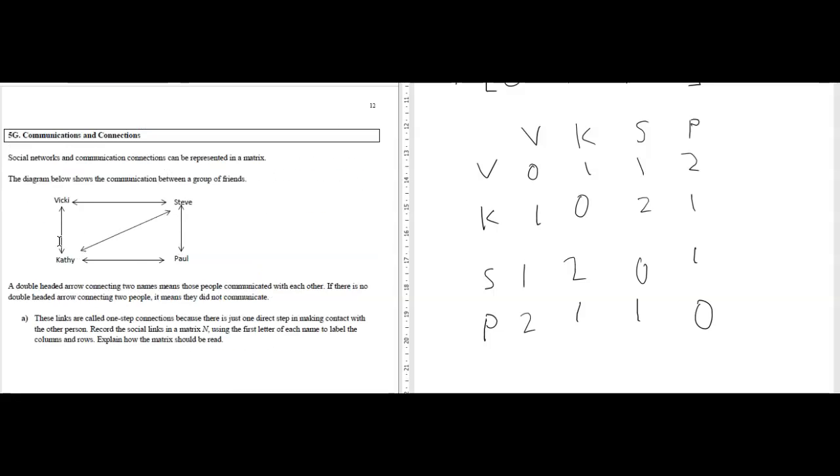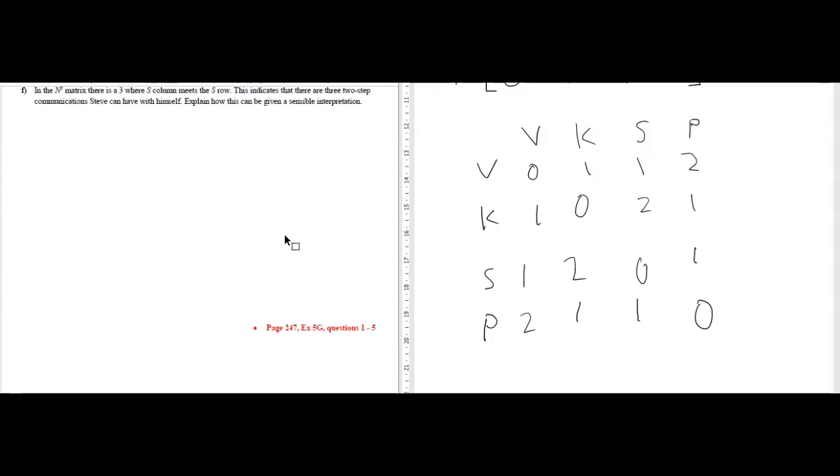Let's just go and have a look at the diagram. So let's say for Vic, oh no, we're doing Steve. So Steve can communicate with himself by going to Paul and then back to himself. And that would be if Steve gave a message to Paul and Paul had to call him back. Yeah, I don't think so. I think we'll just leave it as zeros for now.